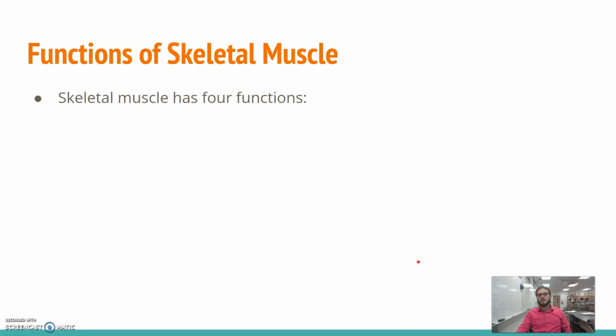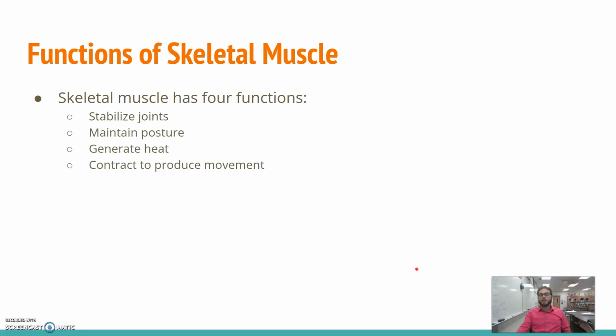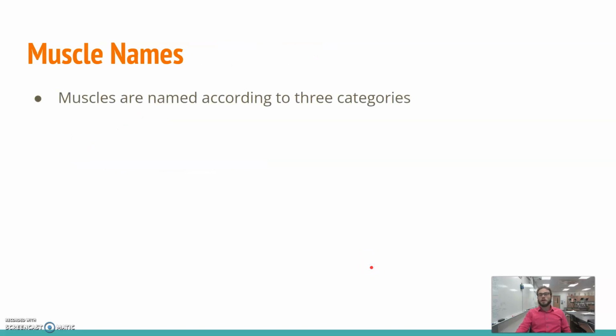So skeletal muscle has 4 functions. It's going to be used to stabilize your joints, maintain your posture, generate heat, and contract to produce movement. So these are the 4 things that it's going to be doing. Muscles can do 1, 2, 3, or 4 of these functions. Not every muscle is going to be used to stabilize a joint. Not every muscle is going to be used for posture, on and on, but some may be useful for multiple functions. When we look at the names of these muscles, there's going to be 3 categories used.